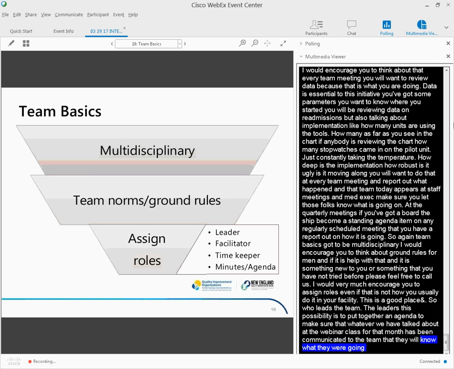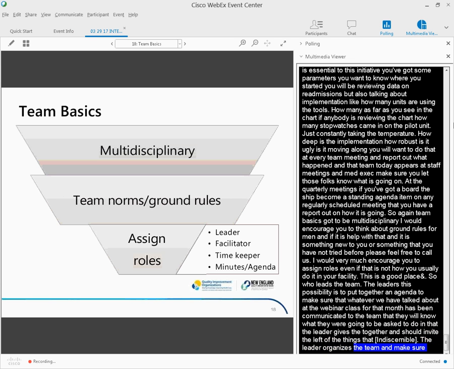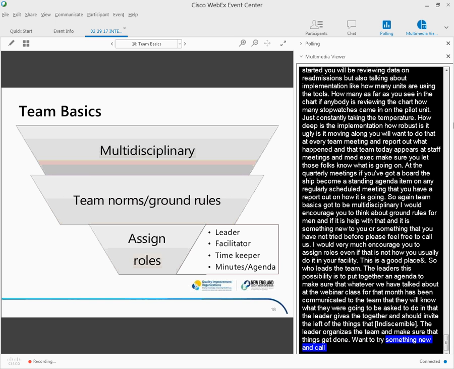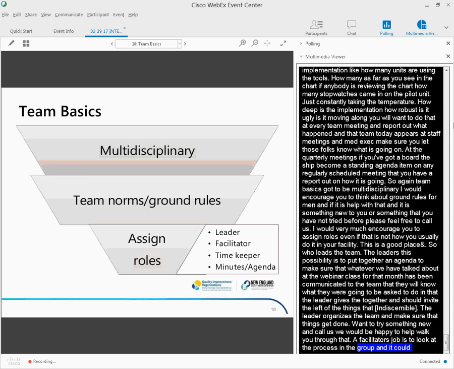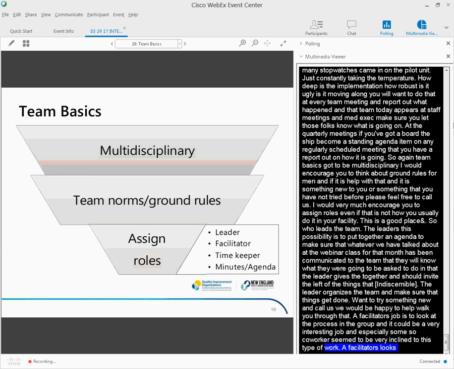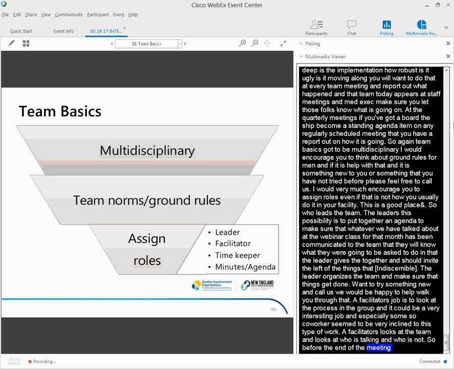If you've never used a facilitator in a team before, I would encourage you to think about that. And again, if you want to try something new and want to call us, we'd be happy to help walk you through that. A facilitator's job is to look at the process in a group, and it can be a very interesting job, and some people, I'm thinking especially social workers, could be very inclined to this type of work. A facilitator sits back and looks at the team and looks at who's talking and who isn't. So before the end of the meeting, they might call out the shy housekeeper who's never been to one of these before and say, you know what, Fred, we didn't hear from you. Is there something you have to say?